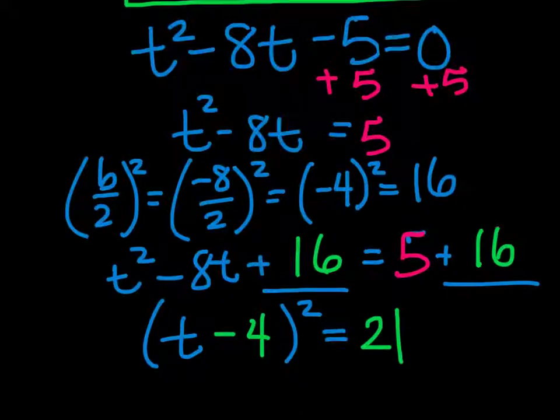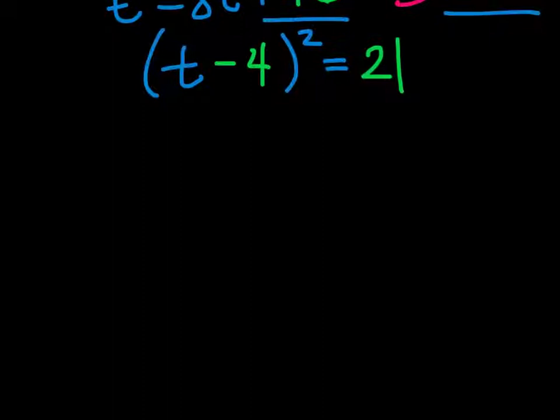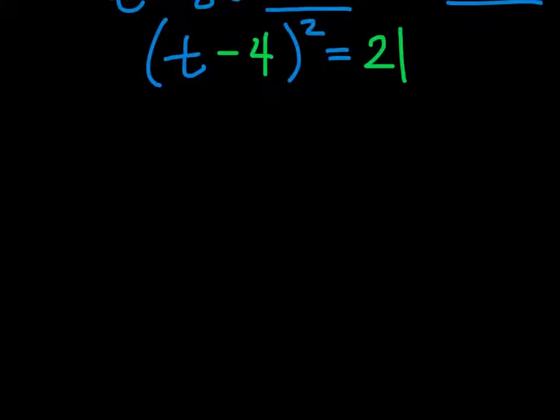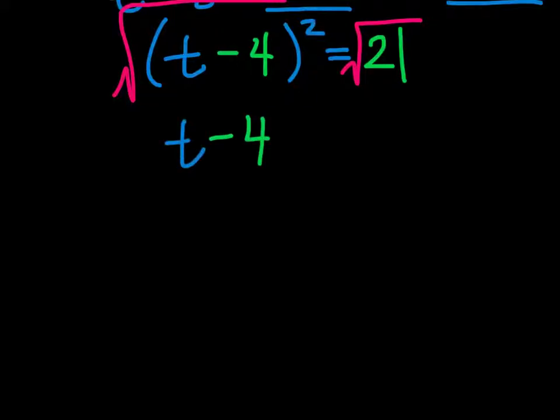All right. Next step, let's make some more room for ourselves. We have t minus 4 squared. We need to now take the square root of both sides. Square root of t minus 4 squared is just t minus 4. And square root of 21 is just plus or minus the square root of 21. There is no perfect square for 21, so that is what we've got.